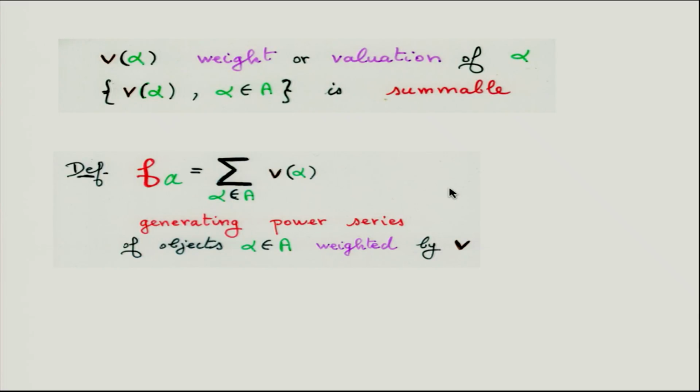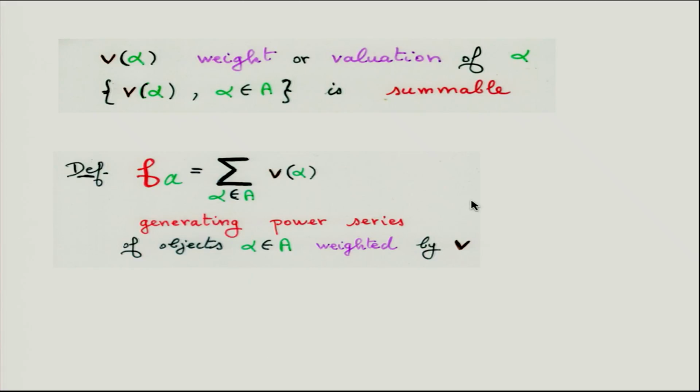So this family is summable in the sense of the summation of generating functions, and this makes sense. This will be the generating power series of the objects of A weighted by v.